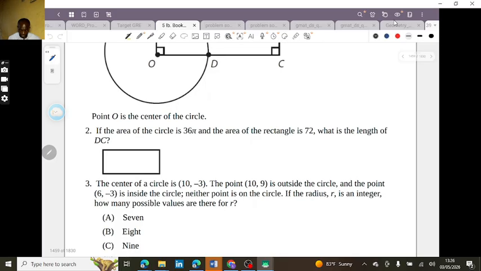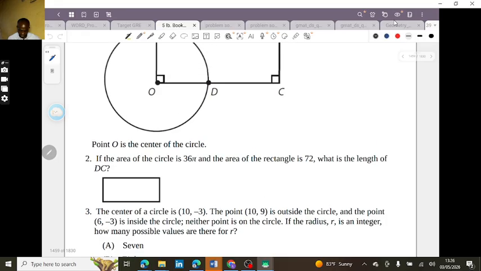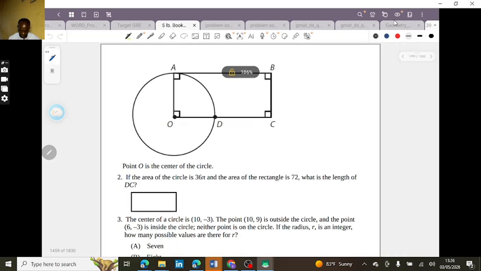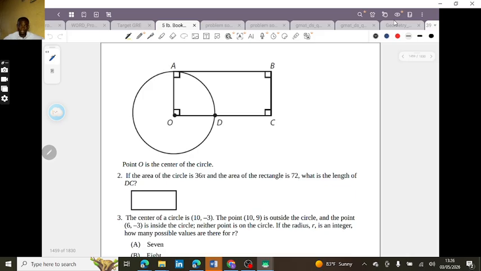But before we go back to that page and continue what we are doing, look at this. If the area of the circle is 36 pi, and the area of the rectangle is 72, what is the length of this? Wow, this is harder than what I'm thinking. Okay, let's look at this together. Let's quickly solve it and go back to where we are.